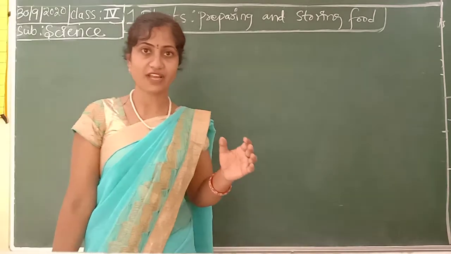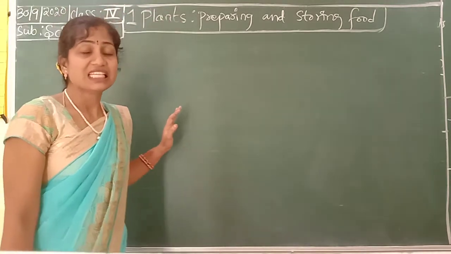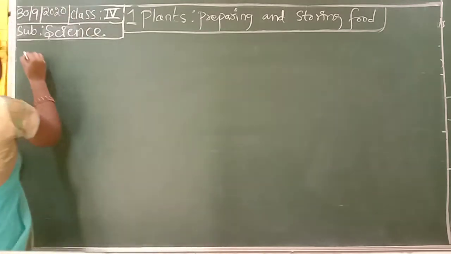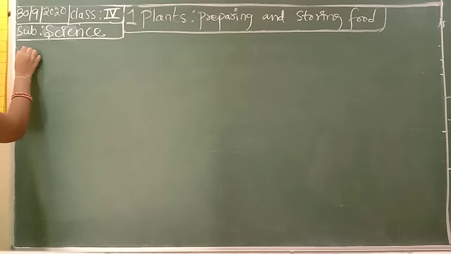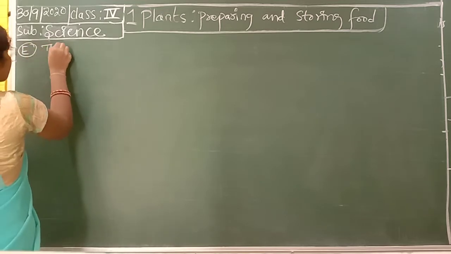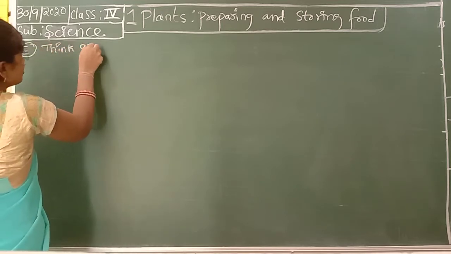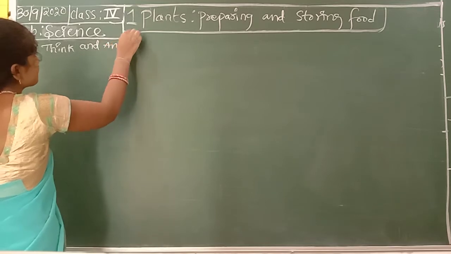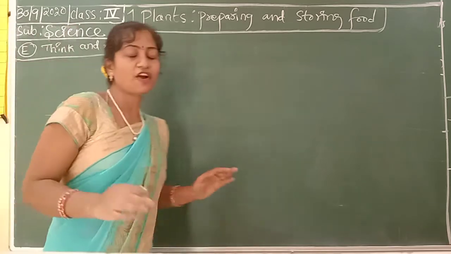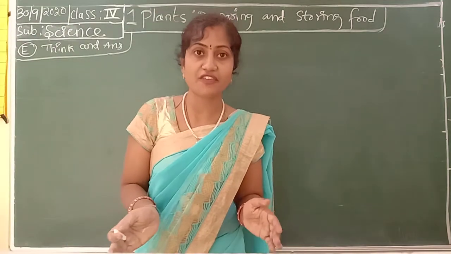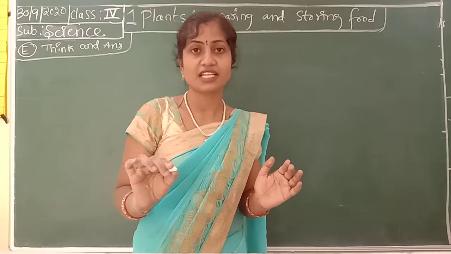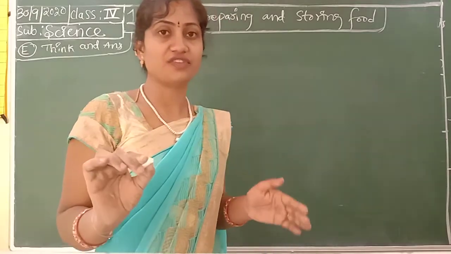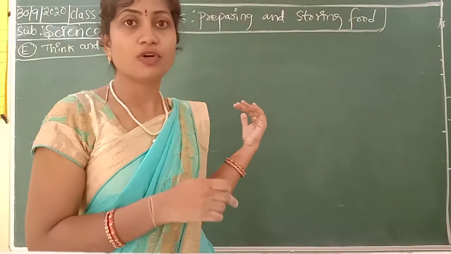Okay, children. Today we have to write Think and Answer, next bit, E bit. See children, you have to keep your textbook in front of you. You have to see the textbook and write the question first of all. I will write on the board only the answer.